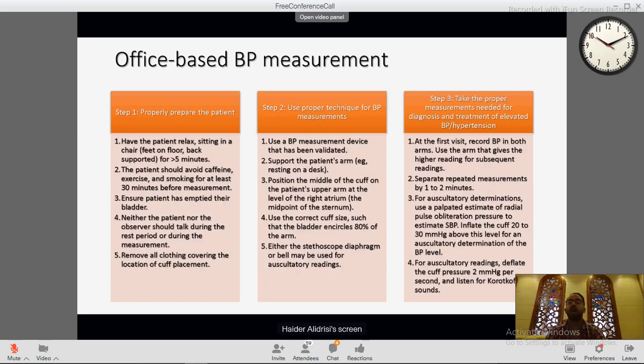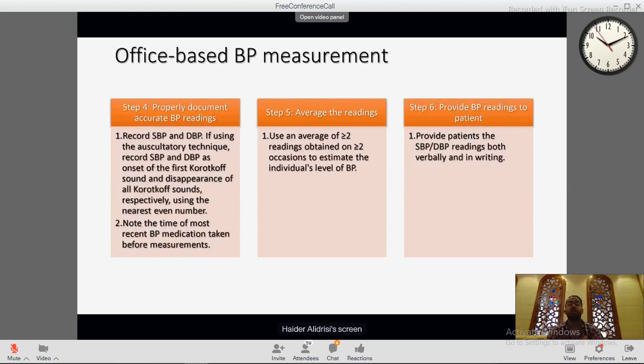This is the ideal and the correct way for the measurement of blood pressure. So you will record a systolic blood pressure reading and a diastolic blood pressure reading. If you use the auscultatory technique, you will record the systolic and diastolic, as I said, but in the palpatory method, you will record only the systolic blood pressure.